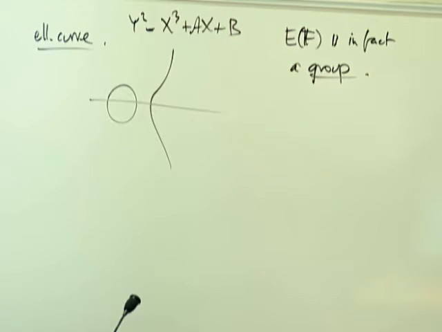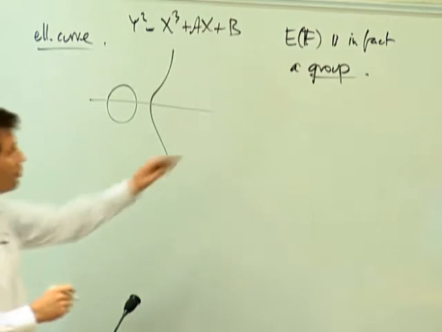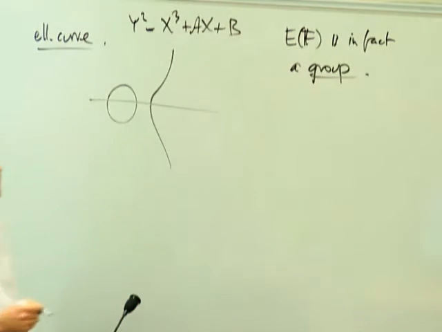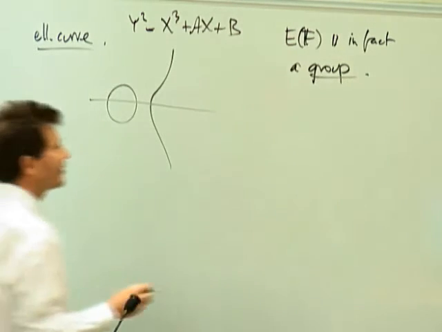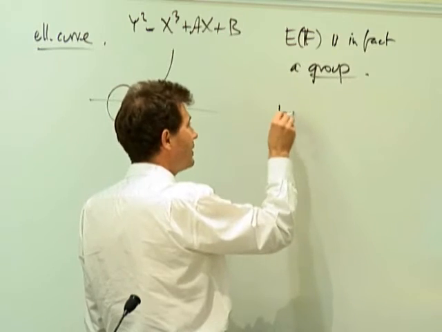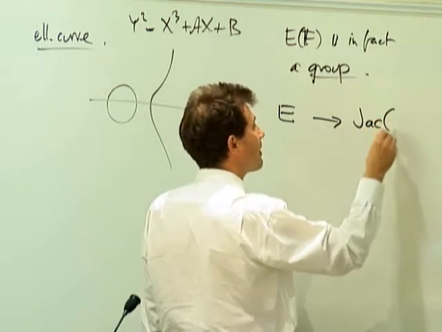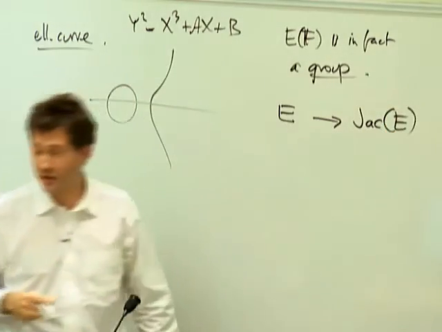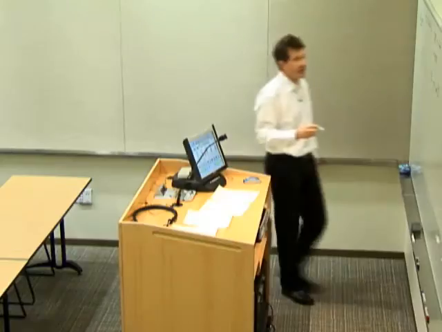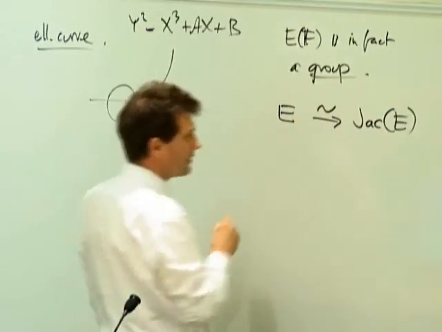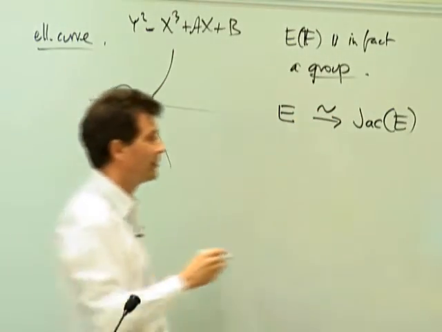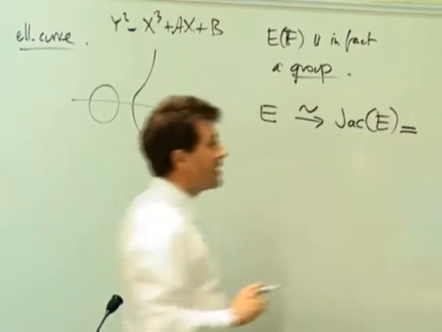And this being a group is something that becomes a little bit different if you go for a higher genus. This being a group is caused by the fact that for elliptic curves, E can in fact be identified with its Jacobian. And the Jacobian is a thing that you can produce for any curve. That's always going to be a group. And in this case, it's the same thing. The Jacobian is a group that you can make out of a curve.